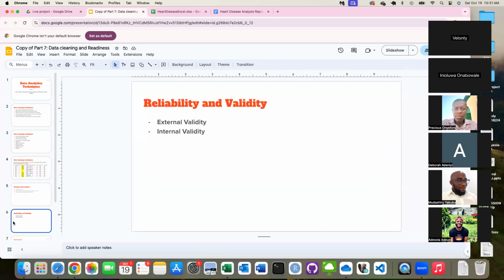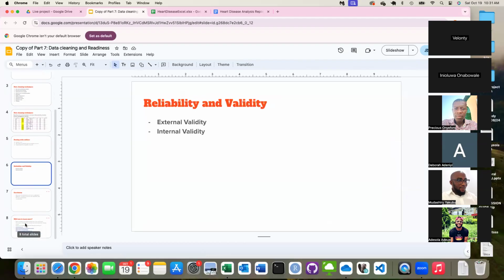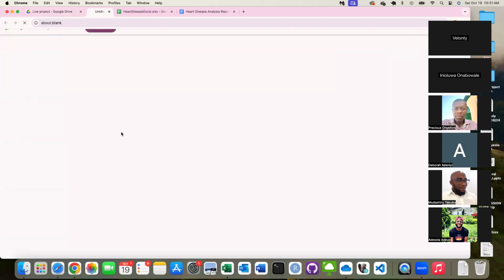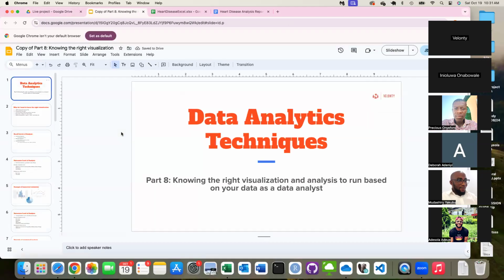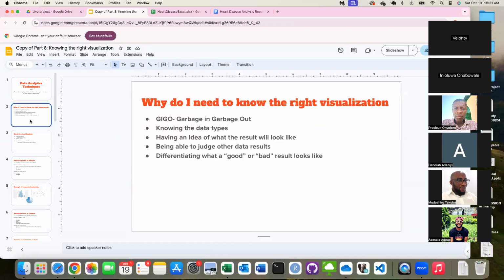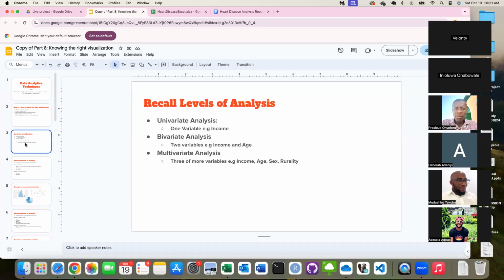Dealing with outliers, I'm not going to talk about that. I'm just going to go straight to this one. I think this is the most important one I want to talk about before I dive straight into the analysis. You need to know that analysis is called garbage in, garbage out, GIGO. So you need to know the data type, have an idea of what the results will look like, and be able to judge results and differentiate between what a good and a bad result looks like.